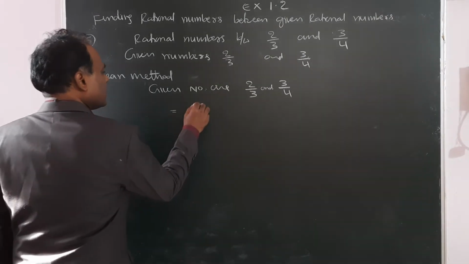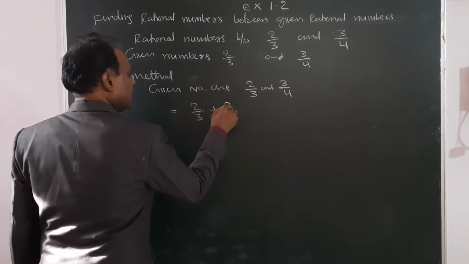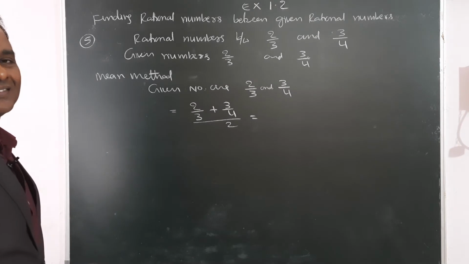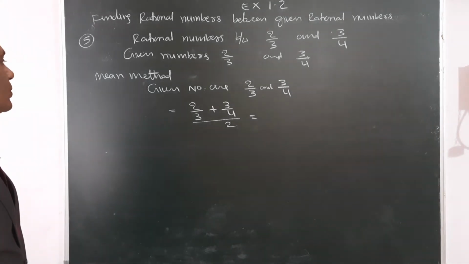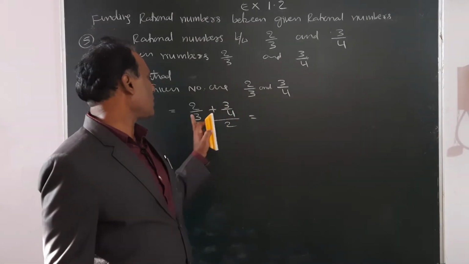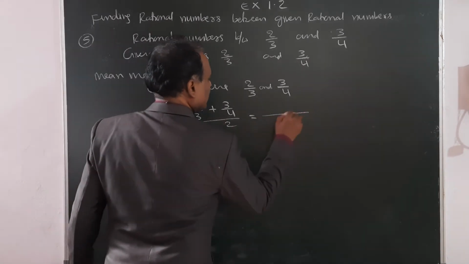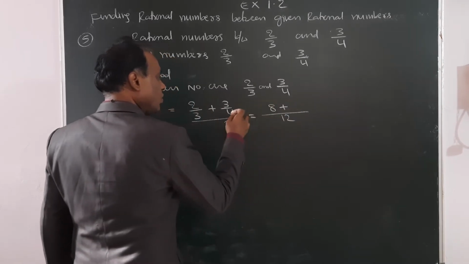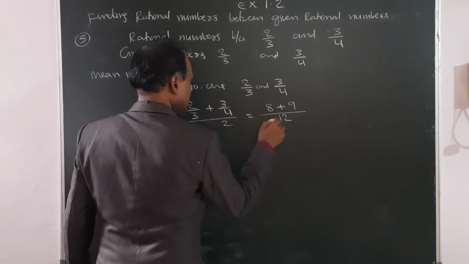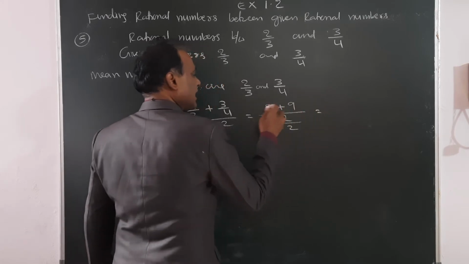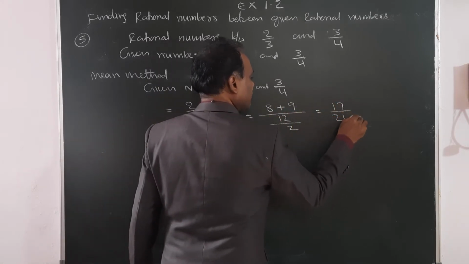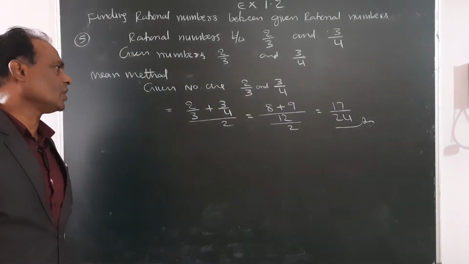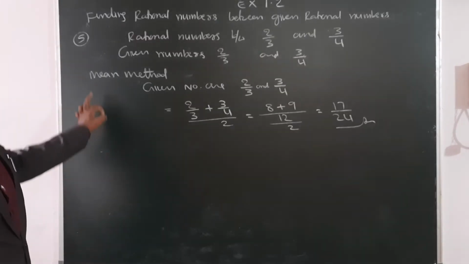Mean method. Mean method means this plus this by 2, (a plus b) by 2. You can find the number between these two applying this process, (a plus b) by 2. So 12 is the LCM of 3 and 4. 4 twos are 8, 3 threes are 9, by 2 is the same. 9 plus 8 is 17 by 24, which is one number. Only one number is asked, so you can apply this mean method.